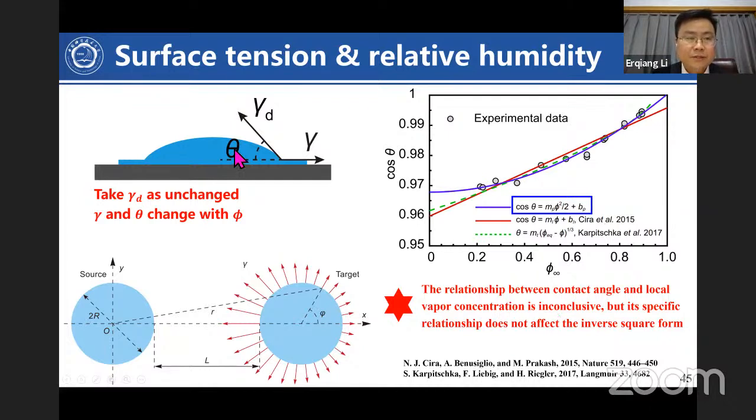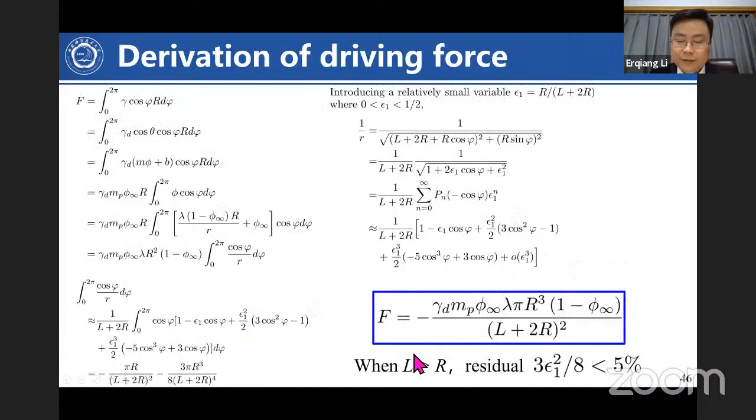Okay, so we derive the driving force. I will not go into the details. Basically you do an integration over phi, right? Sorry, I have to go back. Phi is this angle. You do an integration, you get the force. Of course there is some residue. So we get a force with a very clear form because for every item we know what it means. And we found that when the distance between the two droplets, the H, the L, is larger than L, the residue is smaller than 5%. So we think this expression is pretty precise. Now we know the driving force.